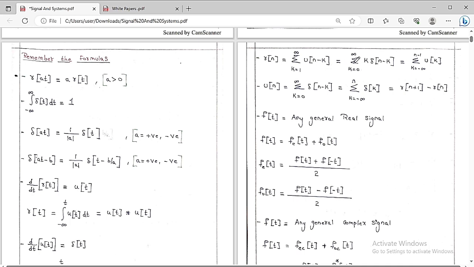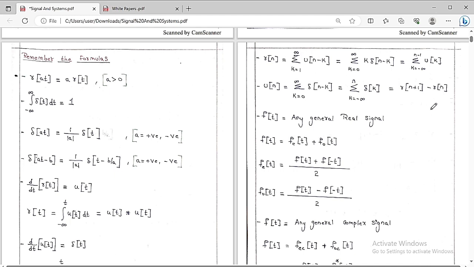You can also write it as sigma k equal to 0 to infinity k into delta of n minus k. Means we can write it in the format of the impulse signal also, and we can say it is a summation of delayed impulse responses. Also you can write it as sigma k equal to minus infinity to n minus 1 of u of k. So these are the different ways of representing R of n in the discrete time domain.